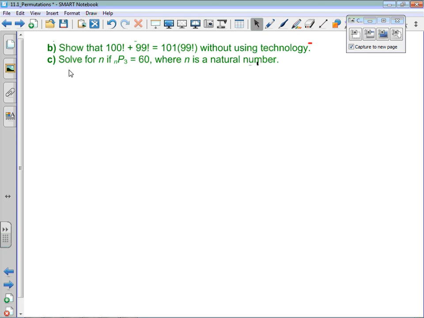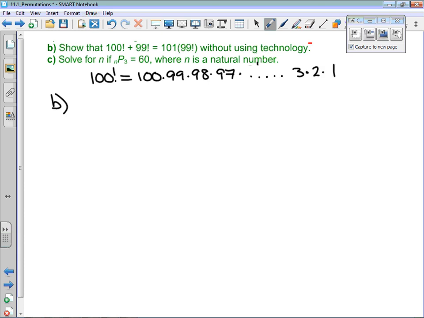And the best way that we can do that is to think about factoring. If I have 100 factorial and 99 factorial, right now I can't factor anything out. But I know that 100 factorial is 100 times 99 times 98 times 97 times, and all that is going to continue until I have 3 times 2 times 1. But instead of writing all of that, what if I wrote it as 100 times 99 factorial? Because 99 times 98 times 97 until we get to 1 is 99 factorial.